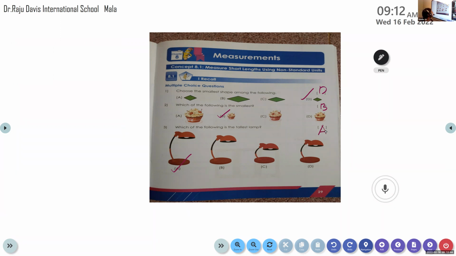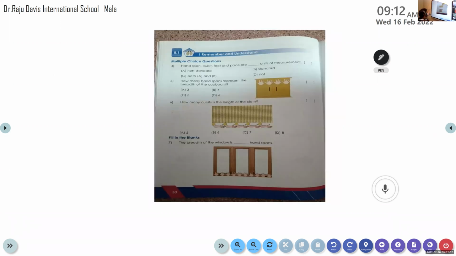Now, those who have completed, you can move to page number 30. Let's move to page number 30. Again, we have multiple choice questions. Here, question number 4. Please listen. Handspan, cubit, foot, and pace are dash units of measurement.